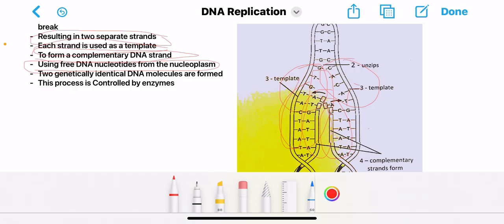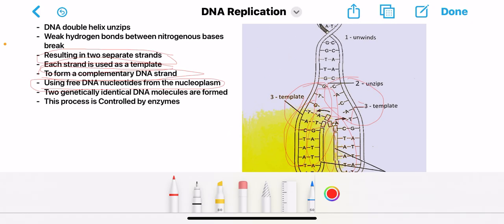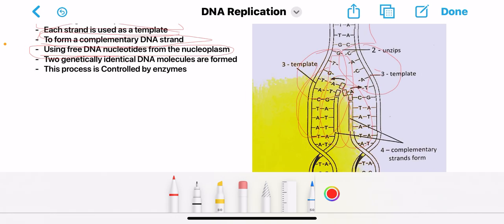Now, the process says using free DNA nucleotides. Make sure that when you describe this process, you indicate that these nucleotides are DNA nucleotides. Using free nucleotides to form 2 genetically identical DNA molecules.